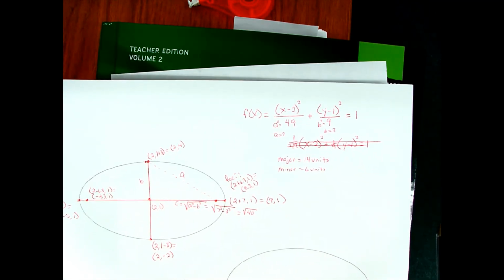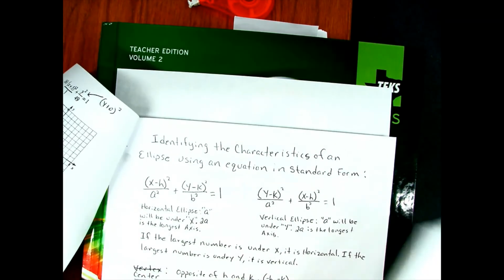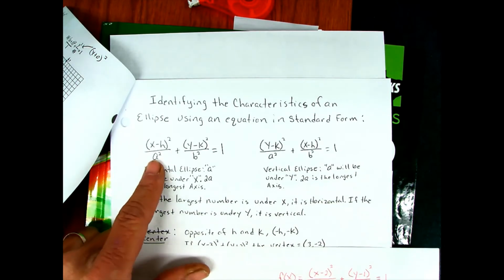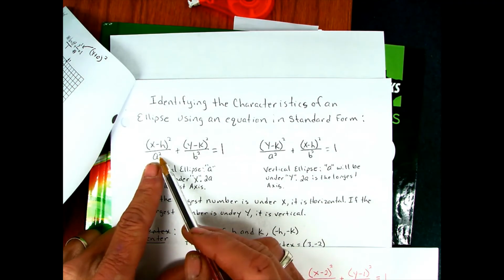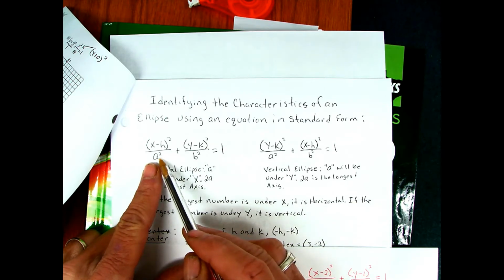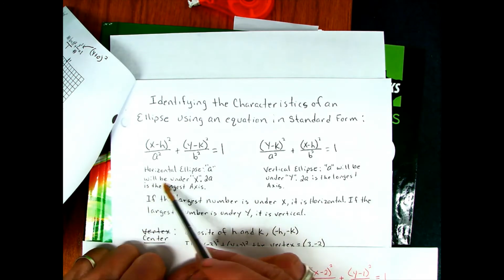It's not the most difficult process in the world. You can do it. Read these notes. I explain how to find each of those. What you need to be aware of is that when you have an equation in this form, this is a squared. To get a, I know I said that it will be under the x.